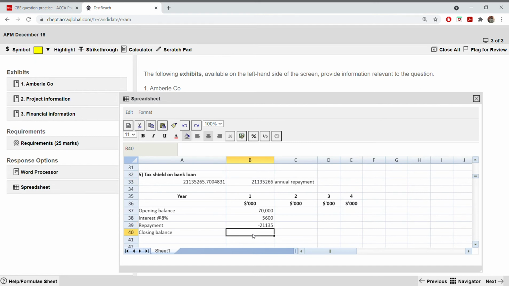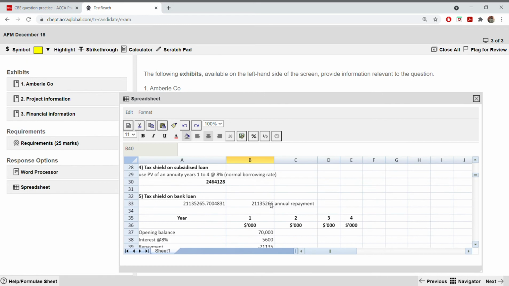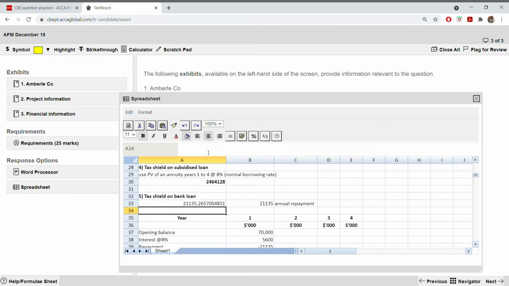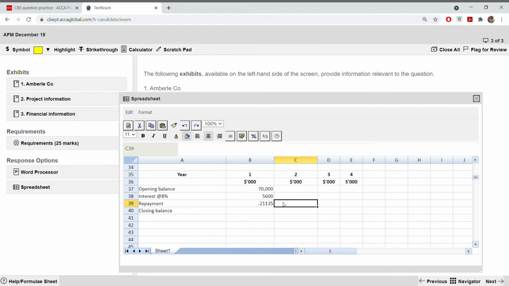I'm dropping down the 3 zeros because the whole amount is in millions. Already I have taken 70 million, just see here, when I did this. In the other case, if you want to find this in terms of thousands, just drop down the 3 zeros and see what happens. 21135, exactly the same answer, right? You just have to be wise enough to know all this. So repayment I can just copy paste, it will be the same for all 4 years.